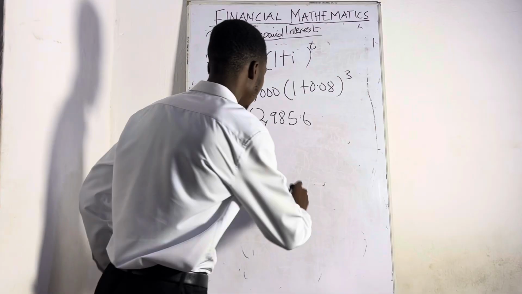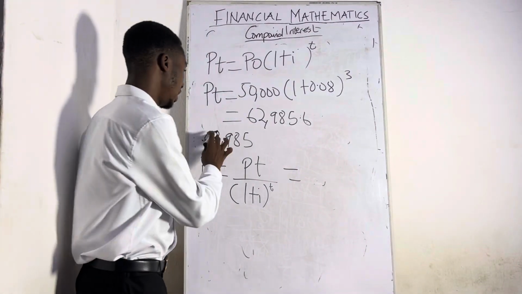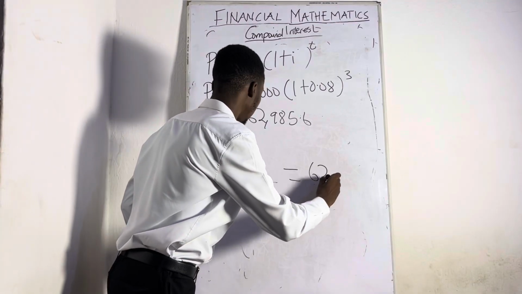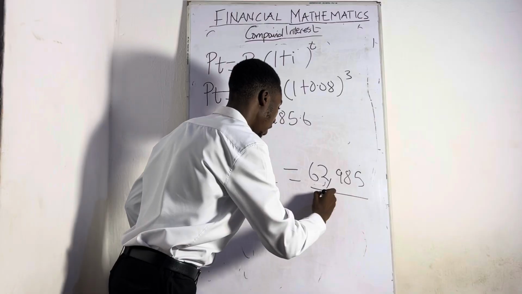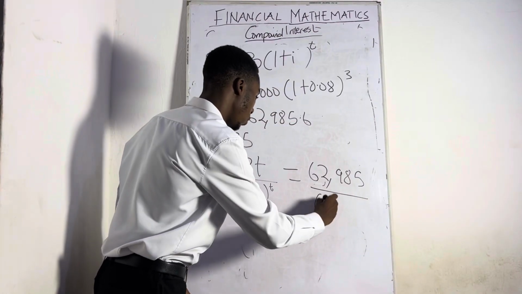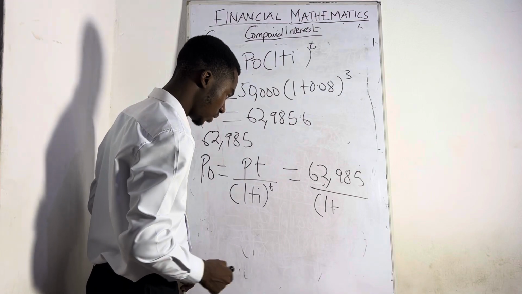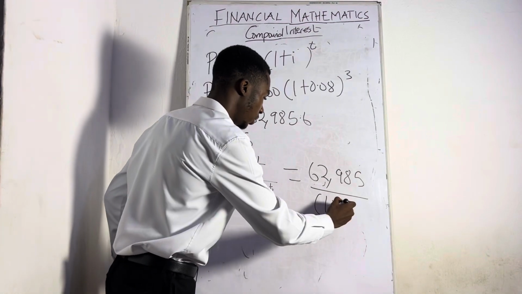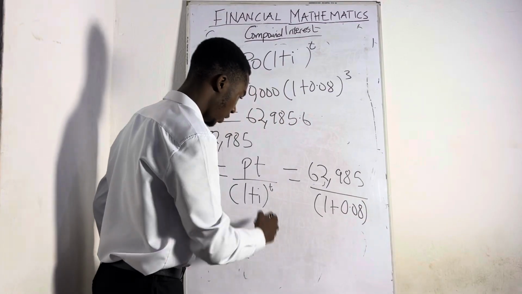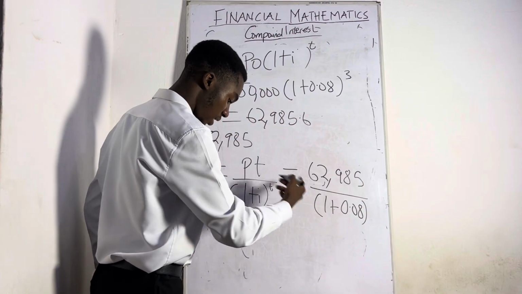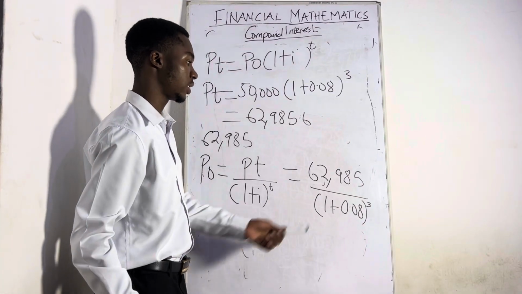So having that in mind, our Pt, which is our future value, is the 62,985. Then over 1 plus I. I is the interest rate. They said the discount rate is what? 8%. So 8 over 100, which is 0.08. Then exponent T. T is the number of years. So the number of years is going to be 3, because they said in 3 years' time.